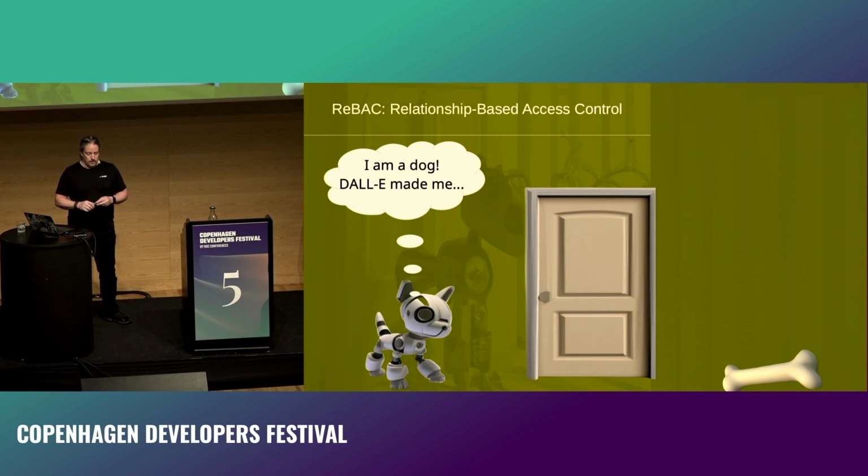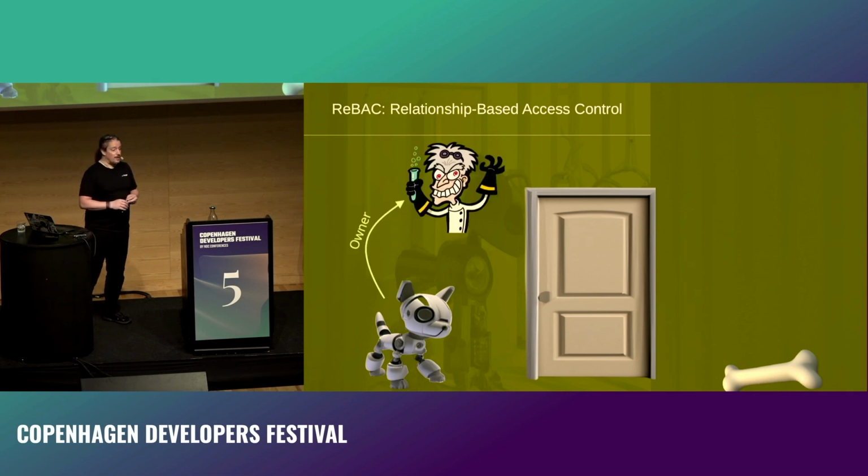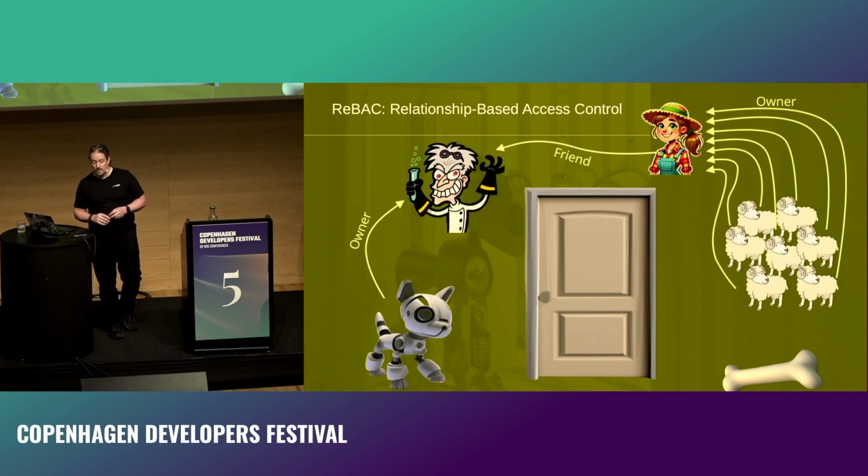This is actually a dog, but apparently Dali made it. So, owned by a mad scientist. The mad scientist is friends with a farmer. The farmer has a whole lot of sheep. You can probably guess where the next line goes.